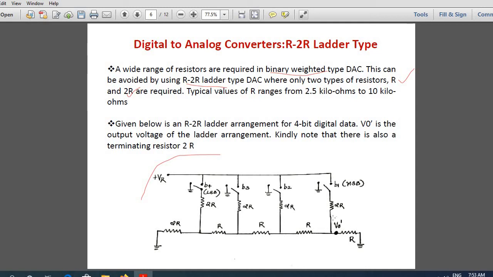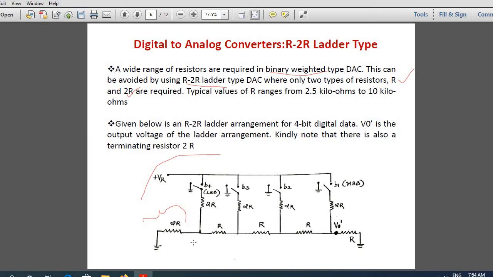Each of the branches will have a resistance value of 2R, and in between the branches you have the resistance value of R. Now this is what you call the terminating resistor. This is an additional 2R connected at the end of the 4th branch. This is called the terminating resistor. So the whole ladder arrangement has an output voltage here. The output is taken here as V0 dash.